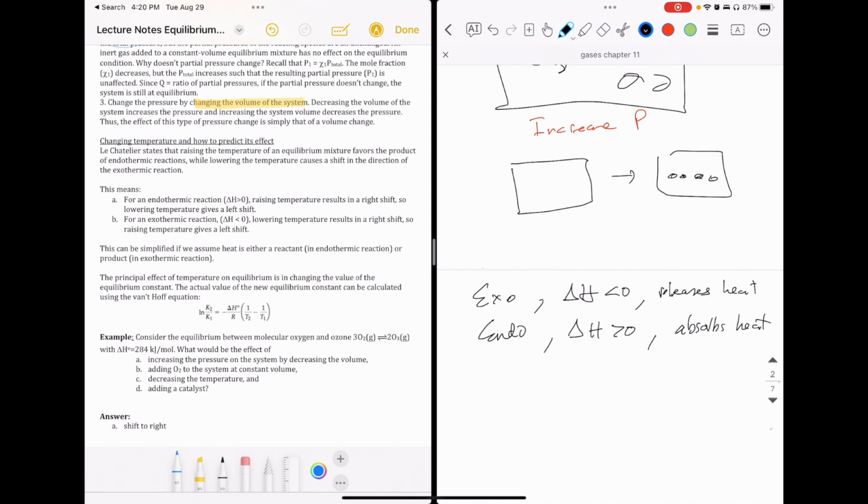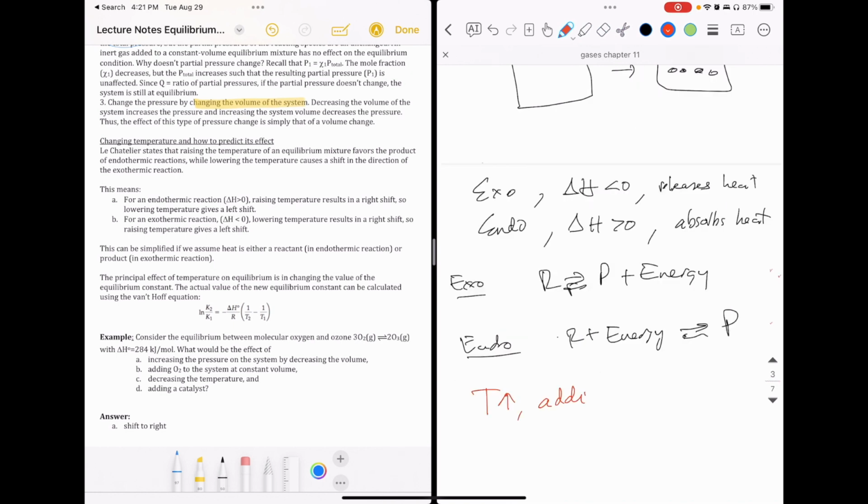So one way to think about this is that if it's exothermic, I have energy or heat being released, so it's on the product side. Whereas if it's endothermic, I have energy or heat on the left side as a reactant because I'm absorbing energy. Now, once you see it that way, when I'm increasing temperature, effectively I'm adding energy. So if I add energy to an exothermic reaction, what's going to happen? Well, because it's a product, it's going to shift to the left. Whereas if I'm adding energy to an endothermic reaction, it's going to shift to the right.